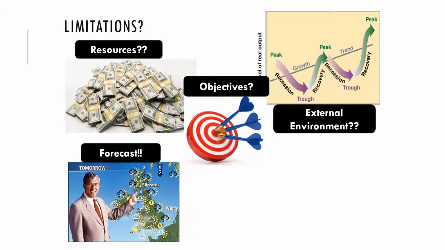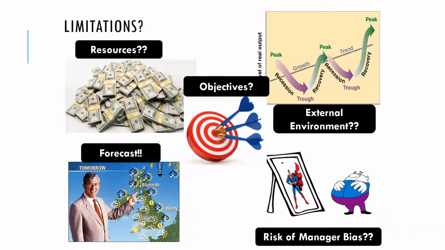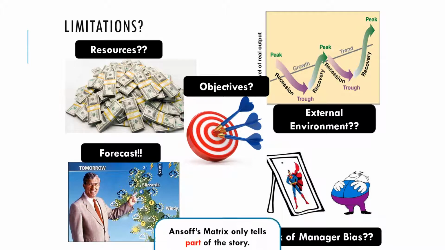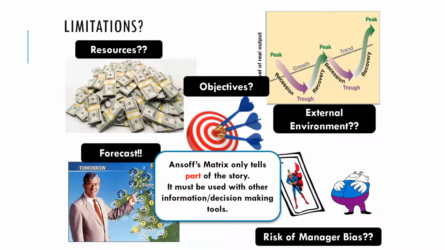Again, a lot of this is based on forecasts. If you enter a new market, we might look at forecast demand, but we can never be 100% certain about what the forecast is going to be. And also there might be a risk here of a manager. If I've come up with an idea of diversification, I might favour it, even though when I look at the evaluation and consider the risk, maybe it's actually not really worth it. So overall, Ansoff's Matrix only tells part of the story as to which strategy we should go with or which is the best strategy. It must be used alongside other information and other decision-making tools.